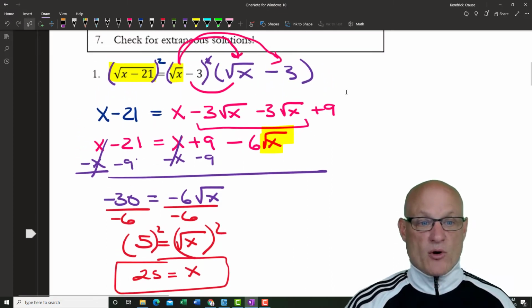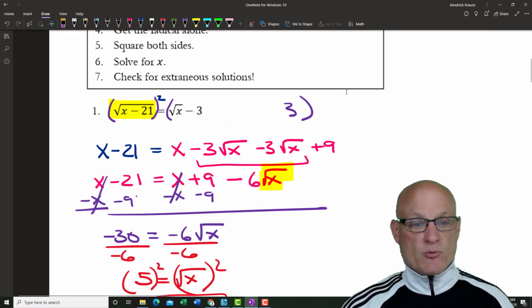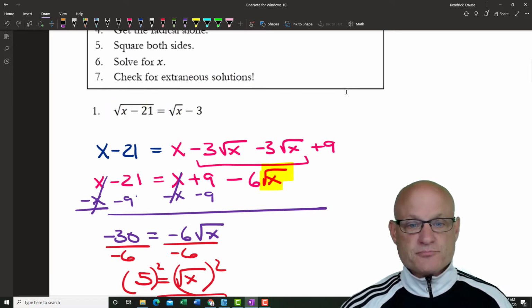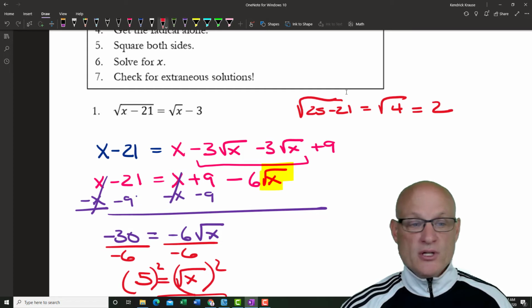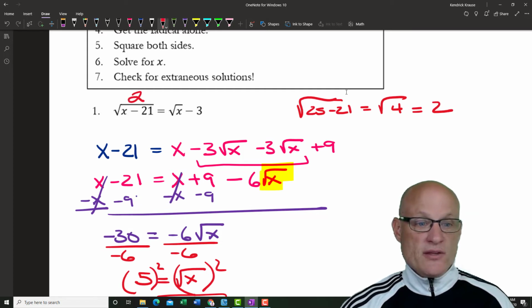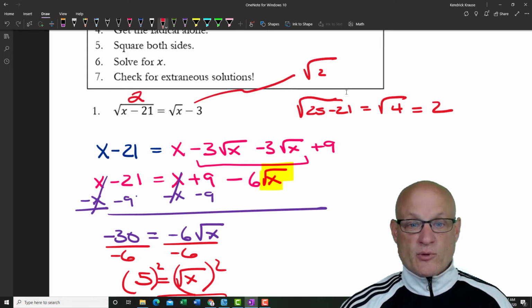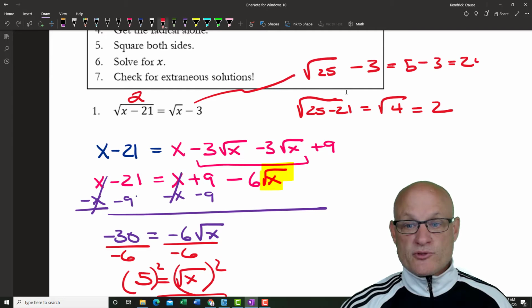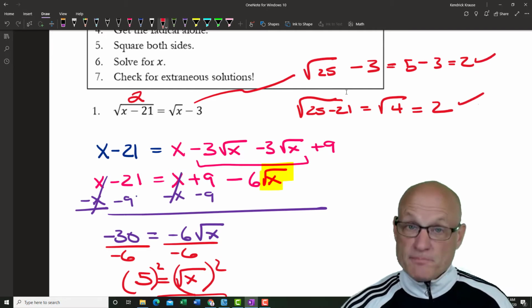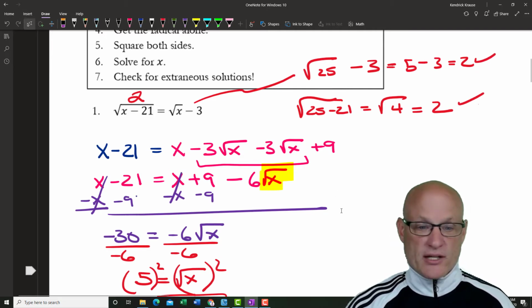Lots of times we'll have more than one solution. Now let me come up here real quick and just check it. The square root of 25 minus 21 is really just the square root of 4, which is 2. So this side is 2. This side is the square root of 25 minus 3, which is really 5 minus 3, which is equal to 2. Check. We're good. We checked it. Check for extraneous solutions. All right, let's keep going.